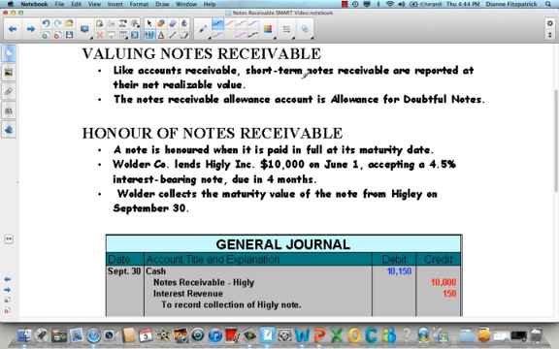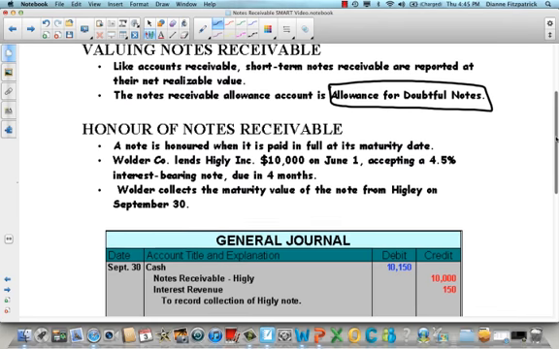So I'm not going to reteach you all of this stuff, but I just want you to recognize that the procedures are all the same. However, instead of using an allowance called allowance for doubtful accounts, we're going to use an account called allowance for doubtful notes. Okay, so that's all you really need to know about valuing notes receivable.